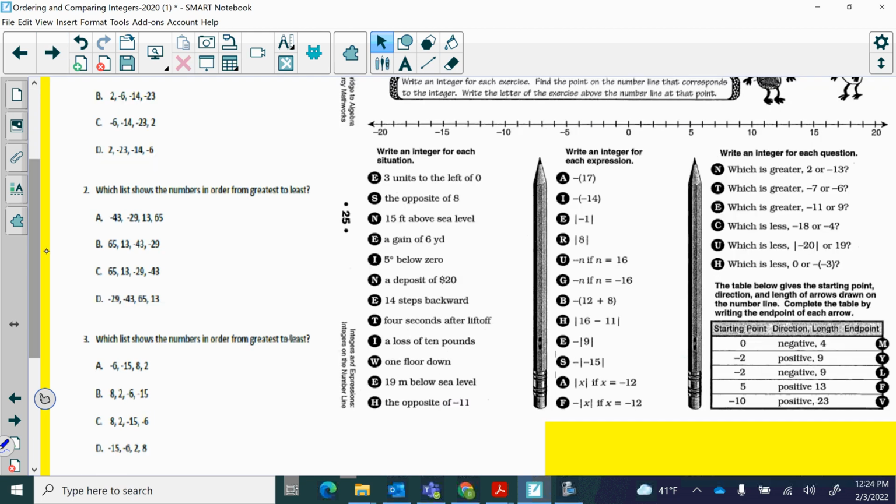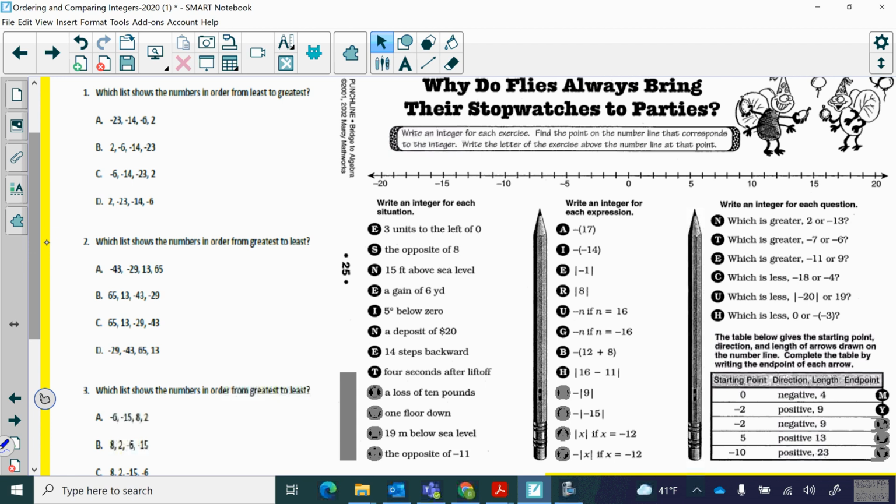Now, the last one I wanted to talk about real quickly is this last page. This is optional. I will say it again. This is optional. You do not have to do it. That being said, this is good practice for writing integers. Here's what you would do if you choose to. 3 units left would be -3. Above -3, I put the letter E. You do that for all of them.